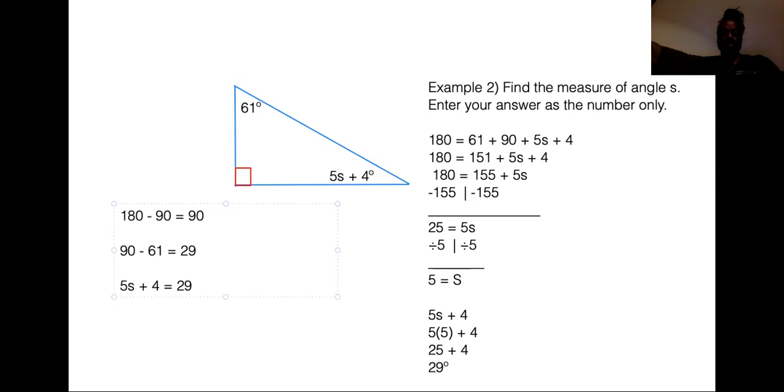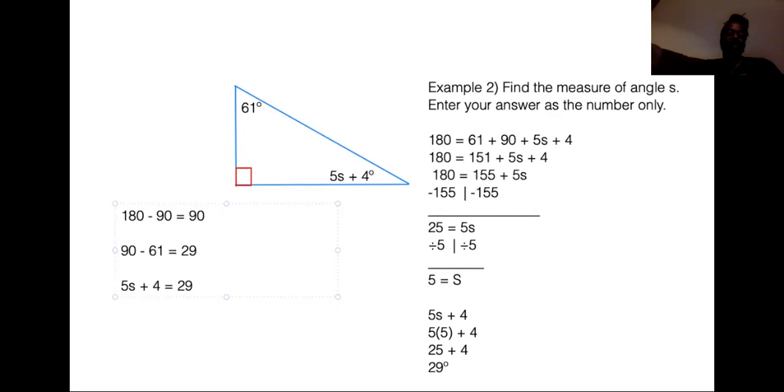It's not quite like what we did for the first run of this example, but this is another way that we can do it. We know that all three of these angles are going to equal 180 degrees. So it's kind of taking out what we do know. We know that this one is 61. We know that this one is 90. Getting rid of that and saying, well, how many degrees are left? And then finding the value of that and using that to find the value for s.